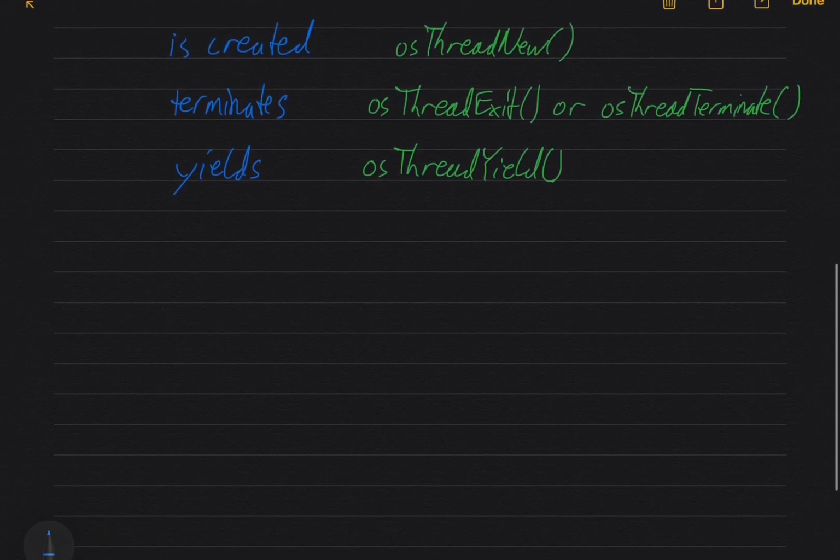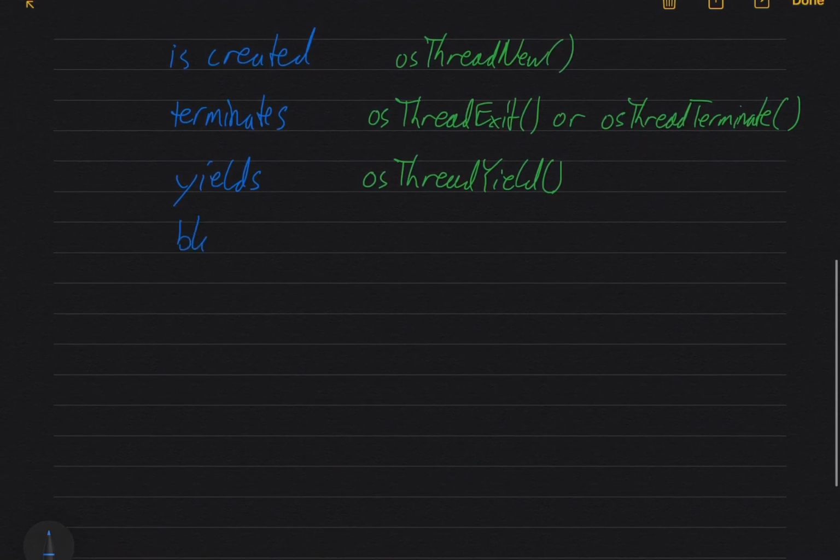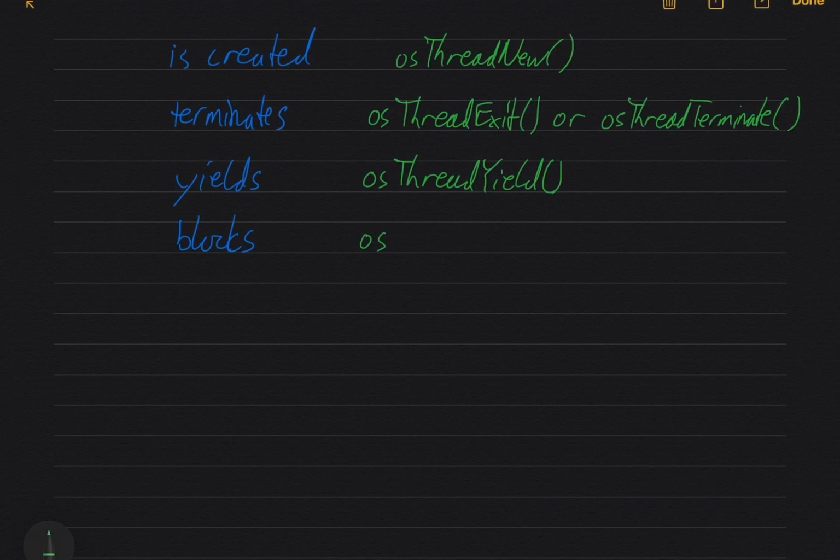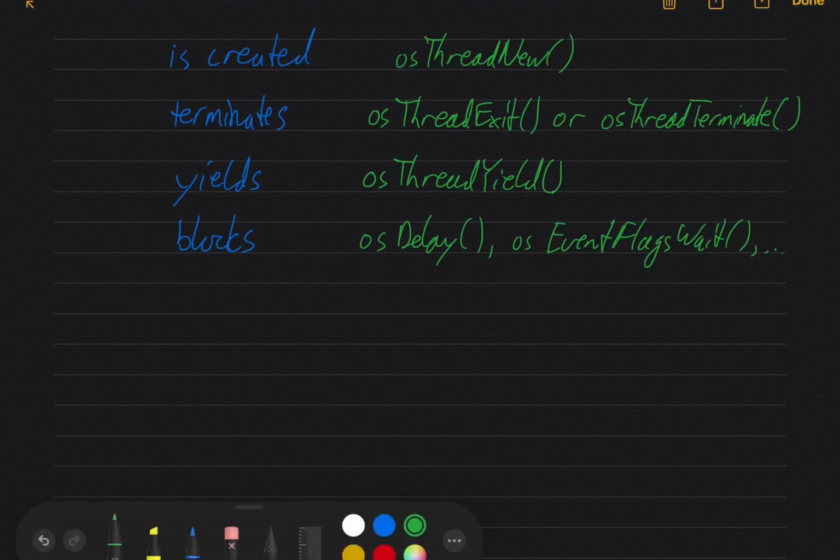Okay, if a task blocks, then obviously it's not going to run, and something else should run. So OS delay, OS event flags wait are the two that we've seen so far, and as I keep saying, there are other occasions when you may block, which we'll see later.